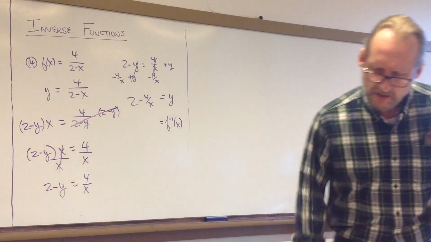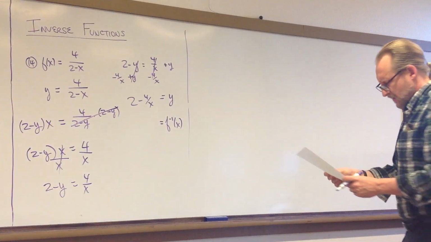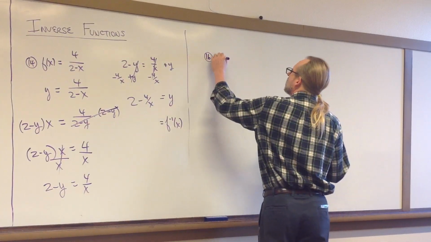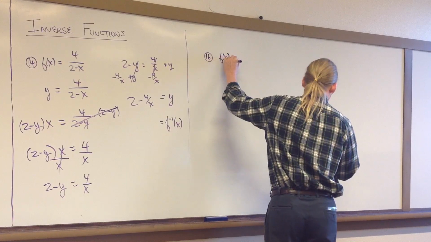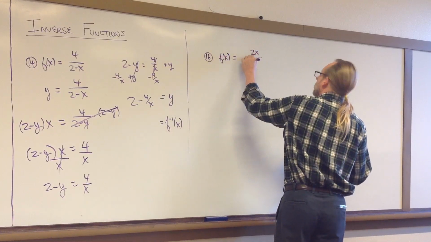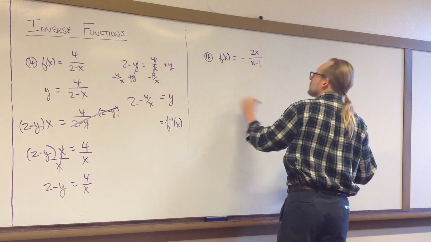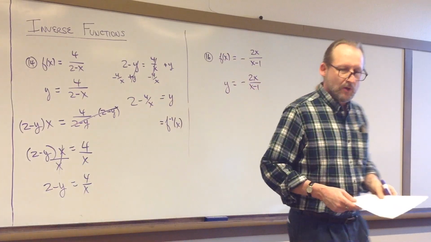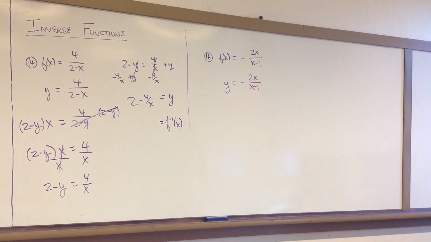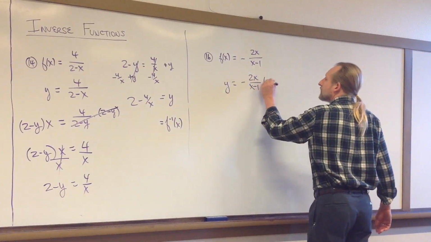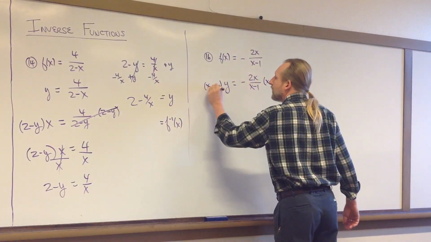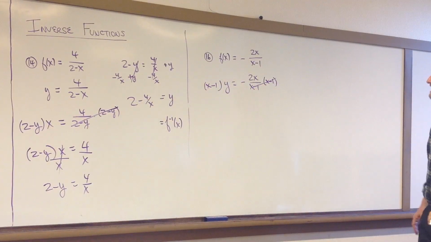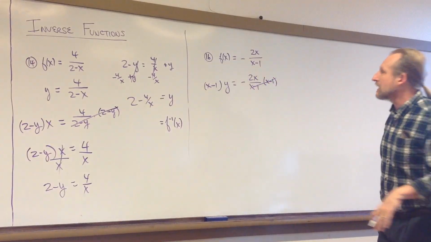Let's look at problem 16. Problem 16, f of x is negative 2x over x minus 1, so we'll call that y. Alright, so again, we want to get rid of this denominator, so let's multiply on both sides by x minus 1. Now I didn't swap the x's and y's, so we're still trying to get x by itself, okay?